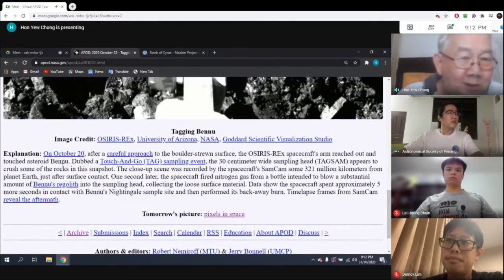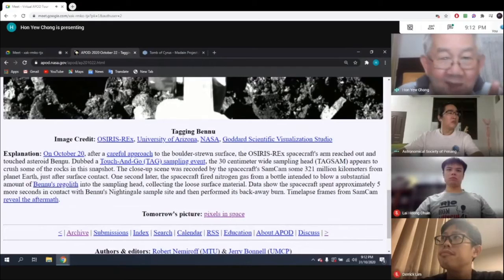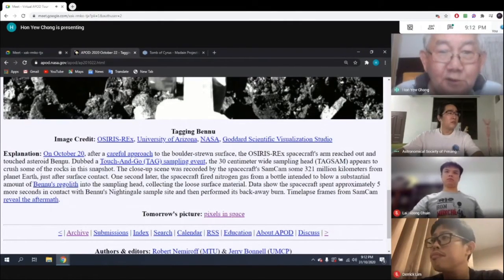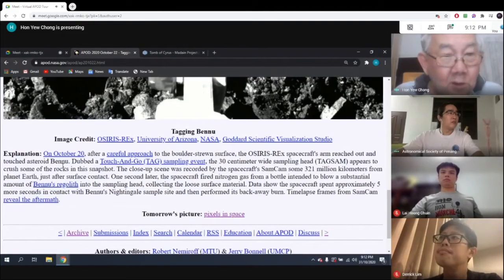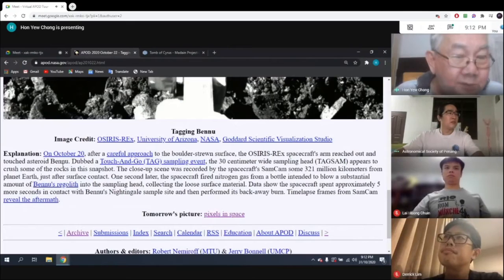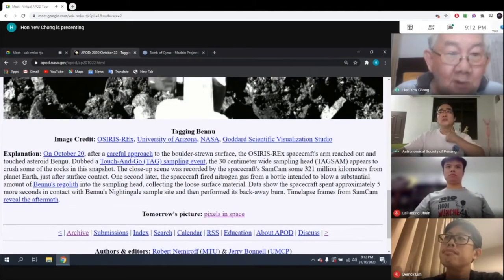So our asteroid Bennu looks like a diamond shape. I'll show you afterwards. It is about 500 meters, not 500 kilometers, half a kilometer in diameter, named after an Egyptian deity. Remember the ancient Egyptians, a lot of deities. So this ancient deity of Egypt is about rebirth, all right.